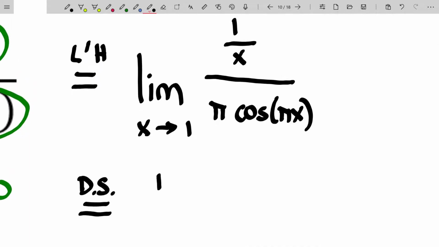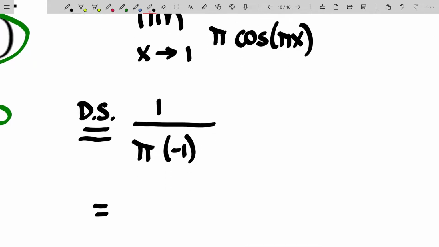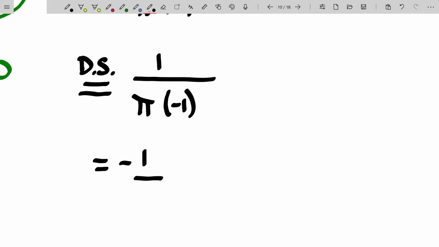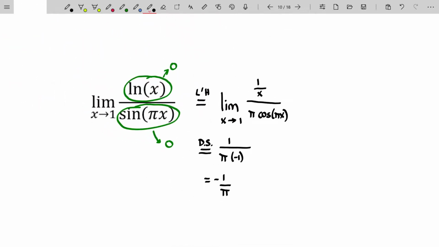That would be 1 in the numerator. And in the denominator, you get pi times the cosine of pi, which is negative 1. And so this will be negative 1 over pi. And there you have it. It's actually a really nice problem.